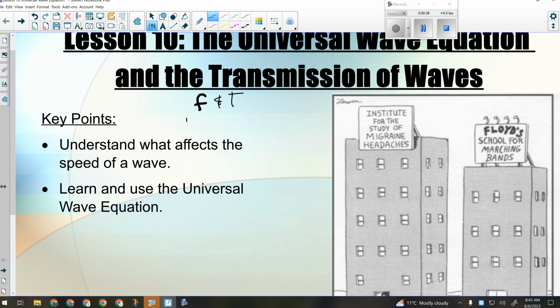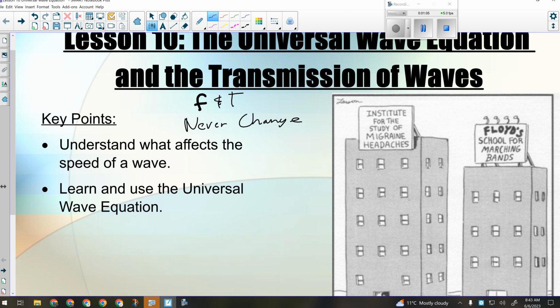Never change. Okay? The frequency and or the period of a wave is controlled by the source of that wave. Whatever produced it is what determined its frequency and period. Therefore, once that wave is produced, that frequency and or period is permanent. Other properties of a wave can change.